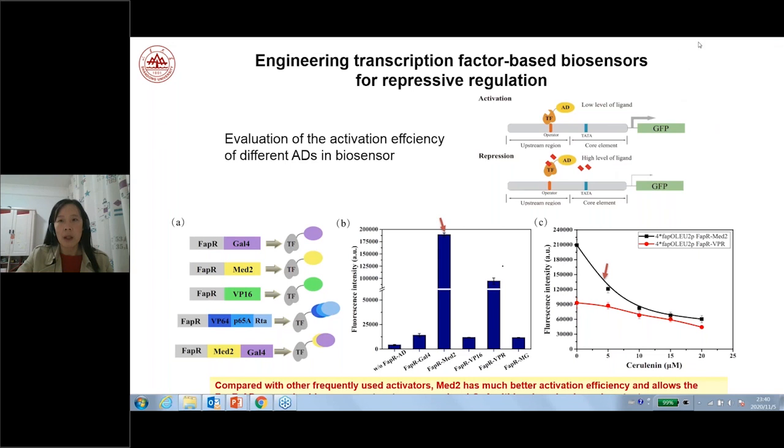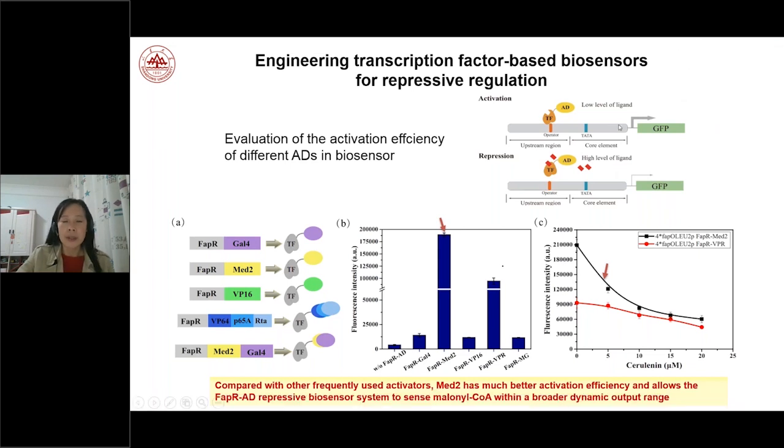Different from the previous design, we have to insert the operator in the upstream region of the promoter, and then also fuse the transcription factor with the activation domain of an activator. In this case, when the melancholy concentration is low, it can activate the downstream product. With the increase of the melancholy, the transcription factor is dissociated from the promoter and deactivates the transcription.